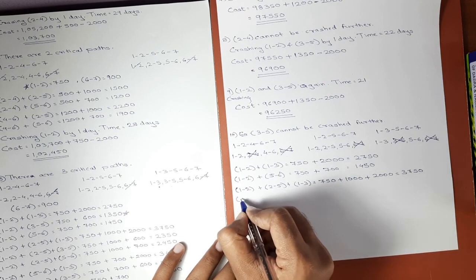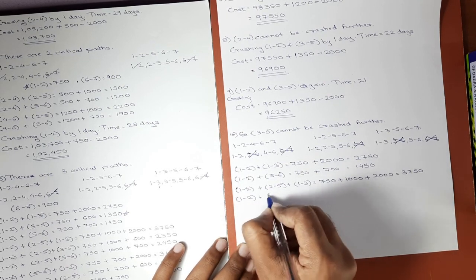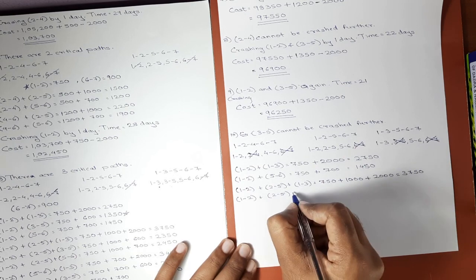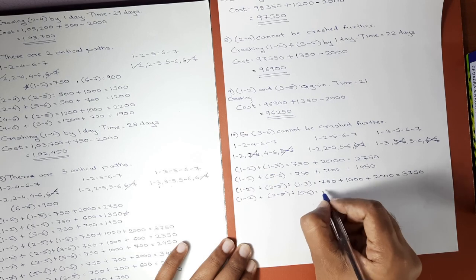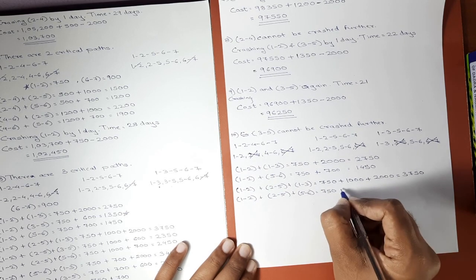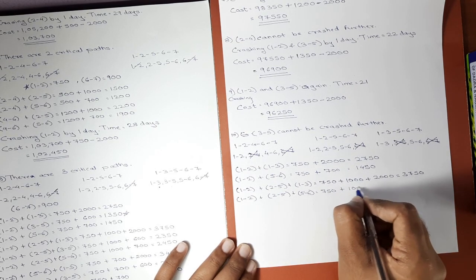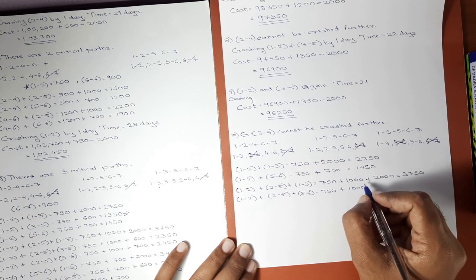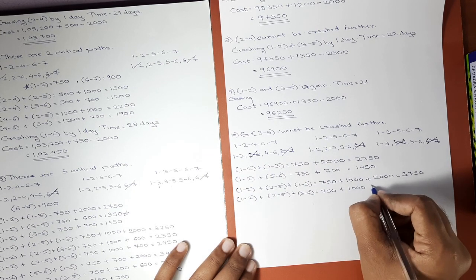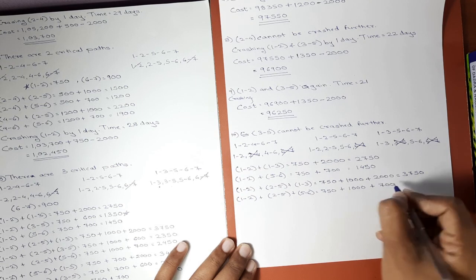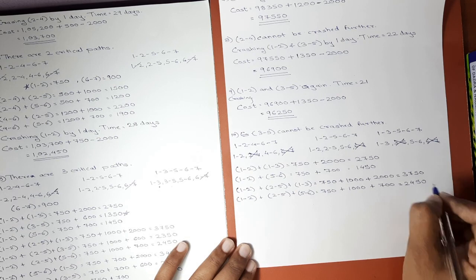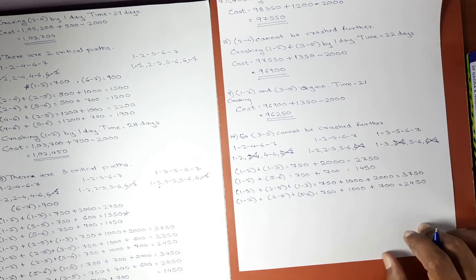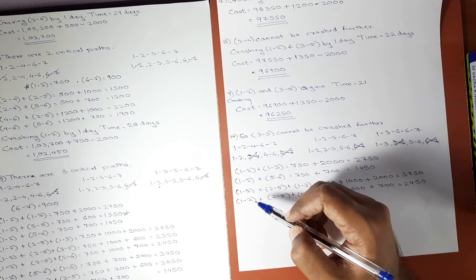Again, first activity from first path, second activity from second path, second activity from third path. Again the cost slope will be 750 plus 1000 plus 700. Here we get the combined cost slope as 2450. Now the first set of combinations is over, that is, the set of 1 2 is over.